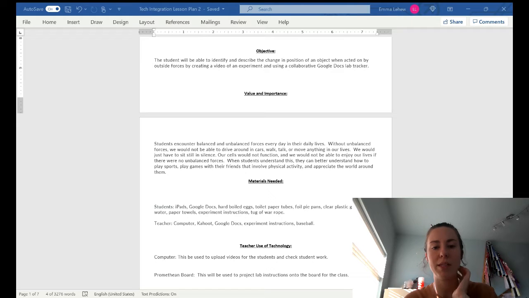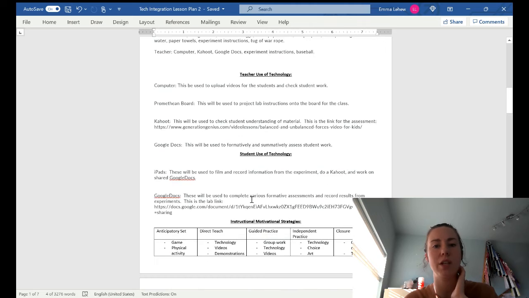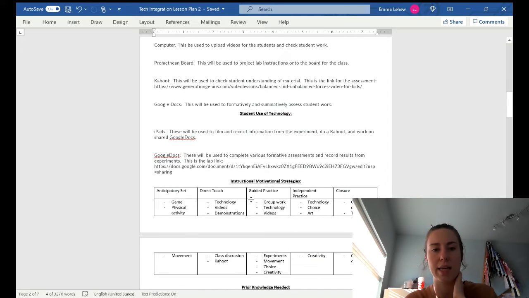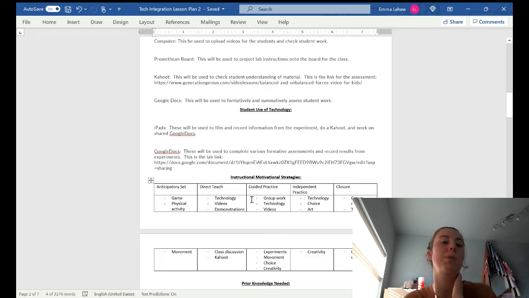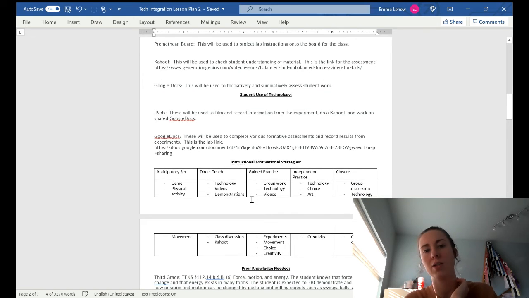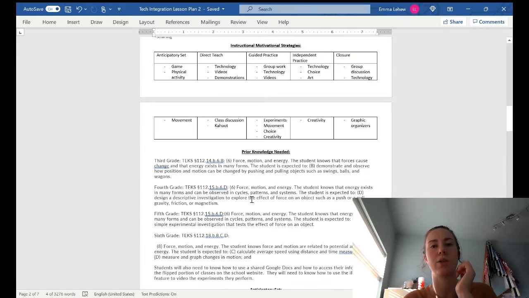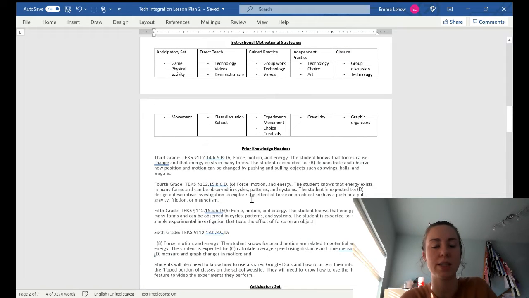So I have all my materials needed for the students and the teacher. The teacher use of technology, you'll be using a computer, a smartboard, and a Kahoot to check student understanding. Also the Google Docs you will be using as an assessment. Students would be using iPads and Google Docs to record everything together. So let me get into the instructional motivational strategies. There's games, physical activity, movement, technology, videos, and you could go back to this section to check to make sure that these all make sense with each section that I said they go with.